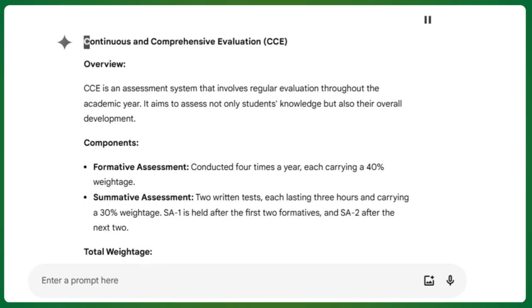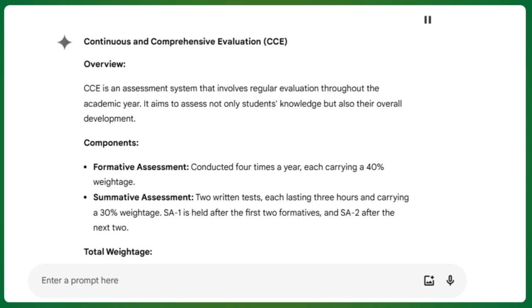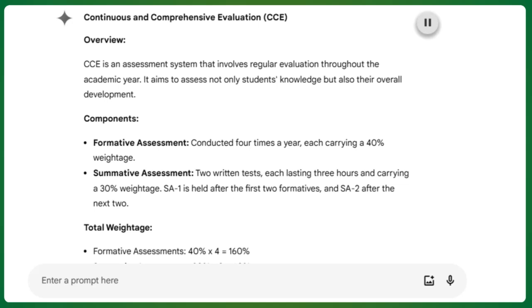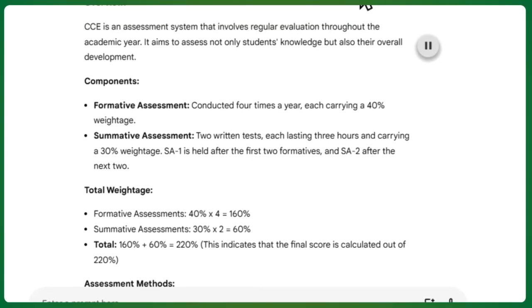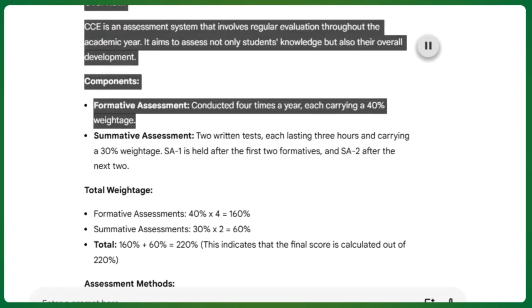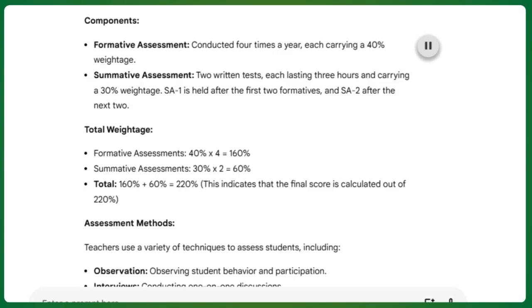Continuous and Comprehensive Evaluation, CCE. Overview. CCE is an assessment system that involves regular evaluation throughout the academic year. It aims to assess not only students' knowledge but also their overall development. Components. Formative assessment, conducted 4 times a year, each carrying a 40% weightage. Summative assessment, 2 written tests, each lasting 3 hours and carrying a 30% weightage. SAR 1 is held after the first 2 formatives, and Essay 2 after the next 2.